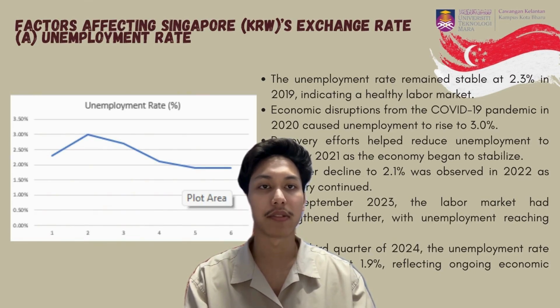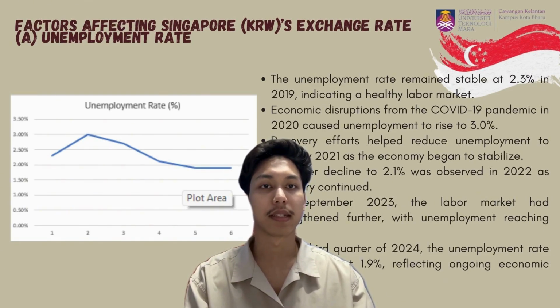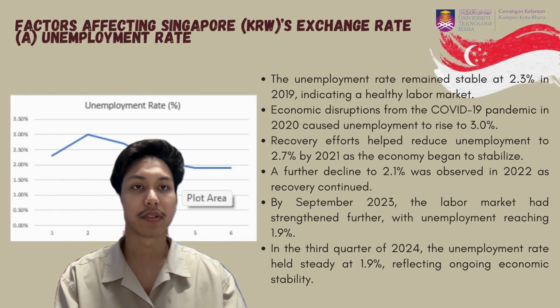and reduced hiring. The global economic downturn during this period created uncertainty, affecting both employers and workers. By 2021, as recovery efforts took effect, the unemployment rate declined to 2.7%. Government stimulus measures, economic reopening, and increased consumer demand helped business recover, leading to job creation.